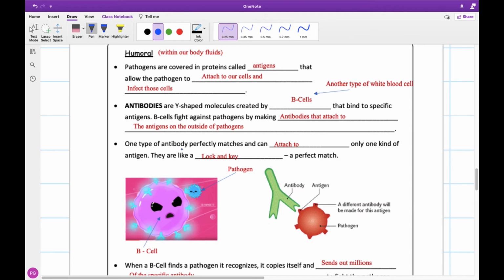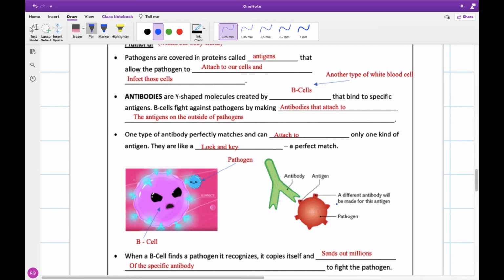And only one type of antibody matches and can attach to our type of antigen. It's like a lock and a key, right? You can have many different types of locks, many different types of keys, but only the ones that match are going to work. So we can see in our picture here, we've got our B cell covered in these antibodies, and then our pathogen that's attached here. You can also have antibodies that are separate, so they're both on the B cell as well as separate from our B cell.